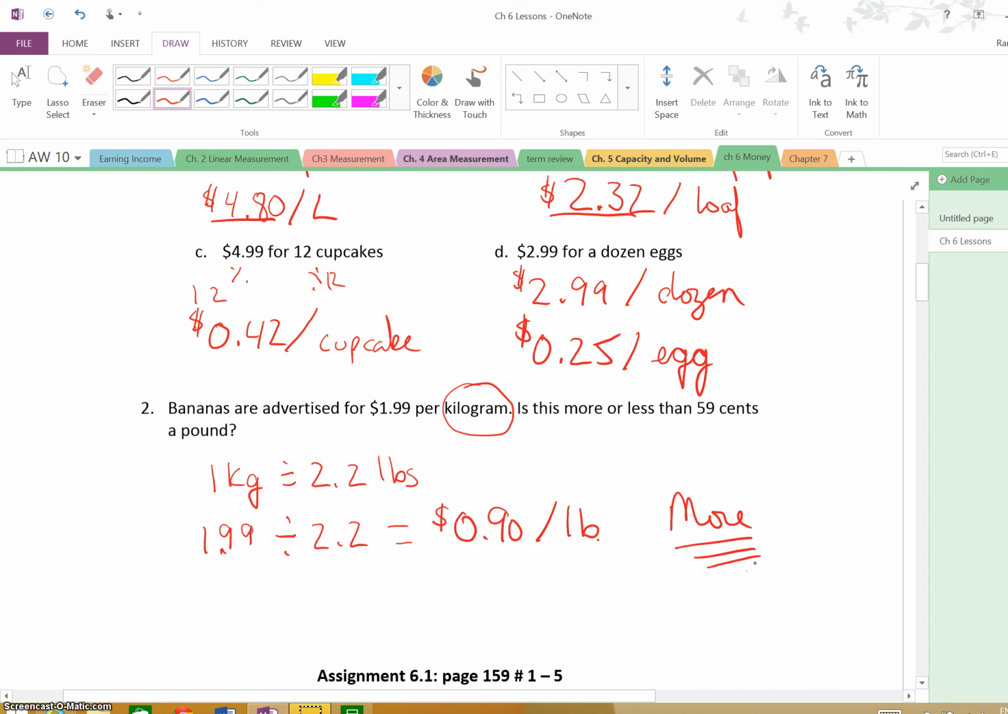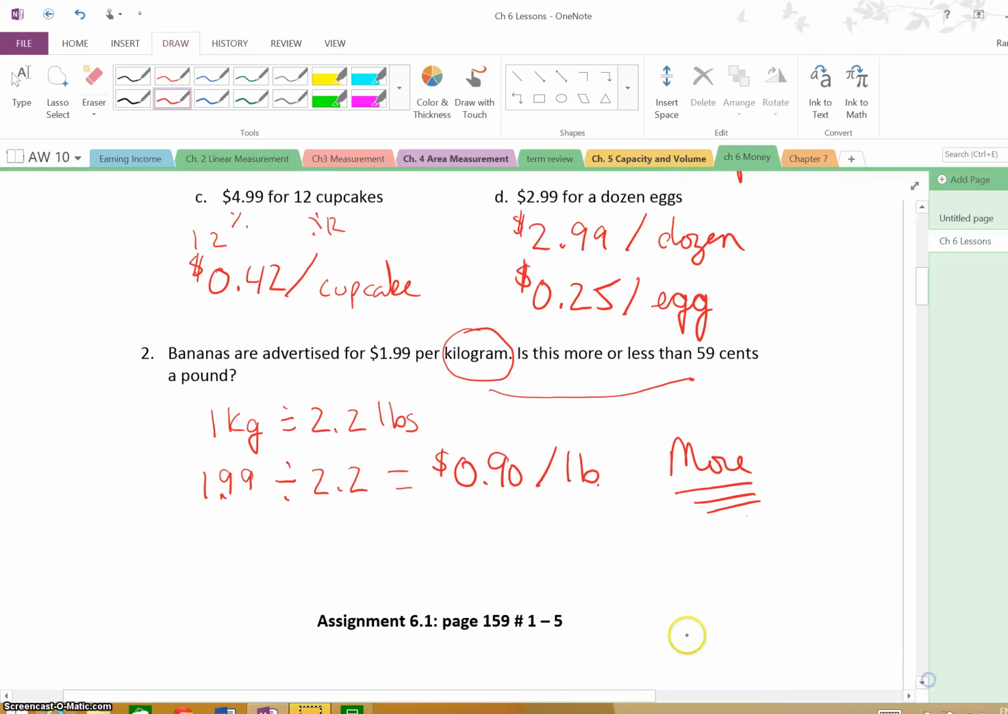Alright, so that's an example right there. You've got a little bit of conversions going on from kilograms to pounds, and you want to find out what your unit price is. So what I'd like you to do, please, is page 159, numbers 1 to 5.